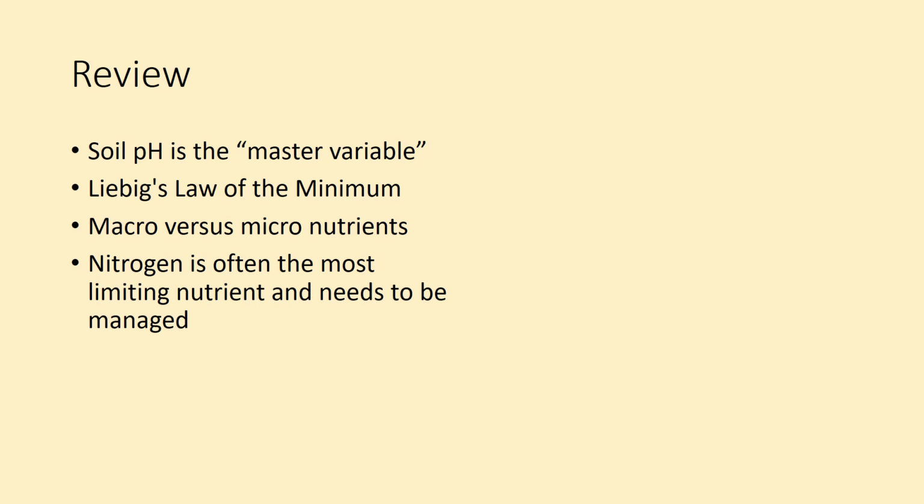So we have come to the end of the module on soil chemistry. Let's review what we learned. First off, soil pH is considered the master variable and has a big influence on the availability of different nutrients. We also learned about Liebig's law of the minimum and what a plant needs and doesn't need to help it grow. We learned about the differences between macro and micronutrients, and specifically about nitrogen and how that is often the limiting factor for plant growth.